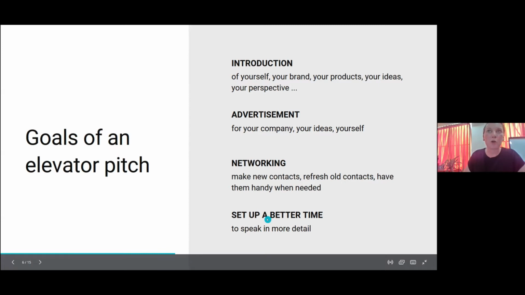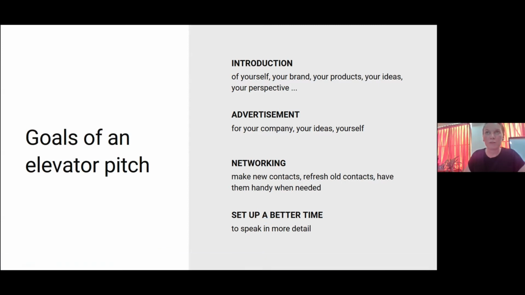And the main goal actually of the elevator pitch is to set up a better time. We all agreed, and I think we are all 100% sure, that 1 minute is not enough to give the overall idea. So with the elevator pitch, you give the appetizer to find a new date, a new space to talk about it. At least it's the chance to give your business card, and they will call you back.